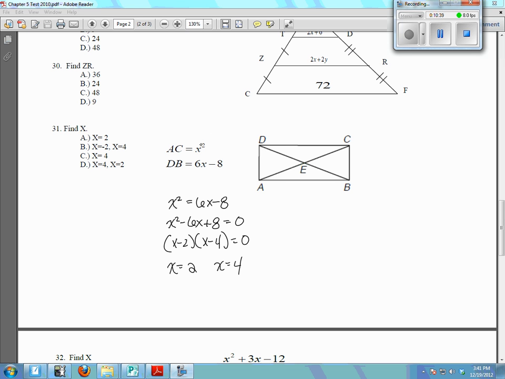If I try either of these values, 2 squared will give me positive 4, 4 squared will give me positive 16. So both values work for that segment. 2 times 6 is 12 minus 8 is 4, so 2 works for this one. And then 4 times 6 is 24 minus 8 is 16, so both those are positive values for that one. So D works. Okay, both answers are solutions.